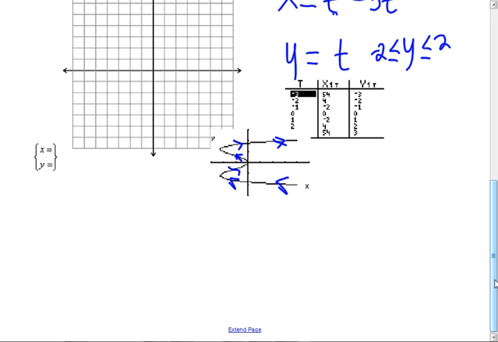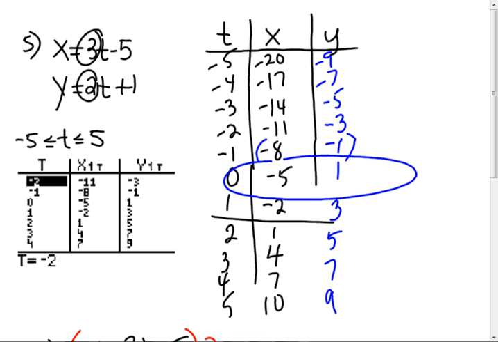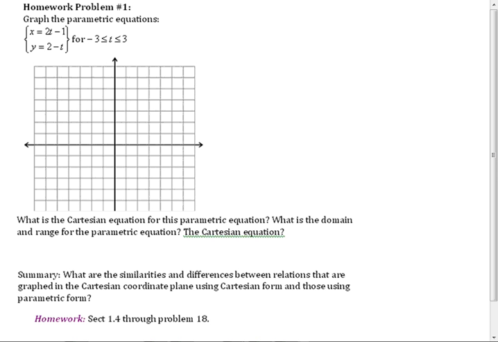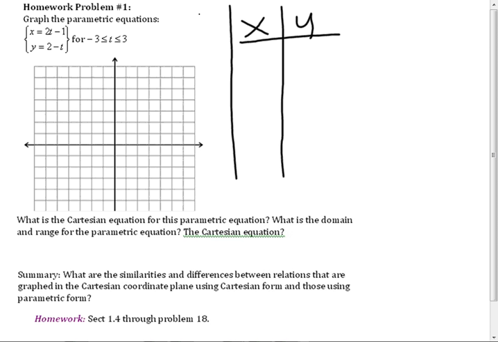The next, are we ready for the next one? That one. Anybody know what that's going to be a graph of? Well, can we make a table of values? Could you do this one by hand? Yeah. Okay, so I might ask you to do it by hand. Do you want to do it by hand?